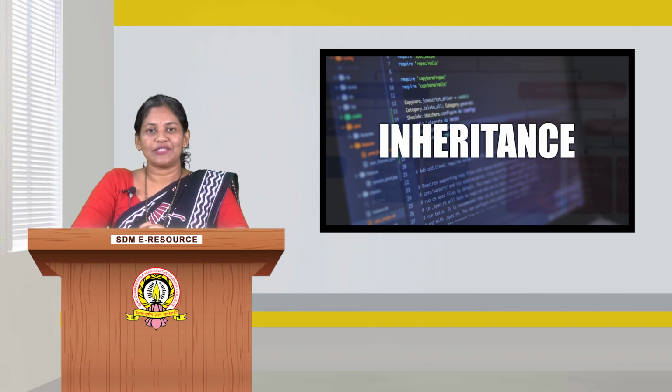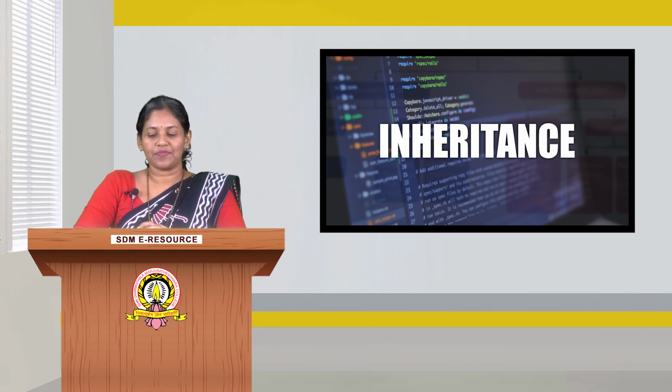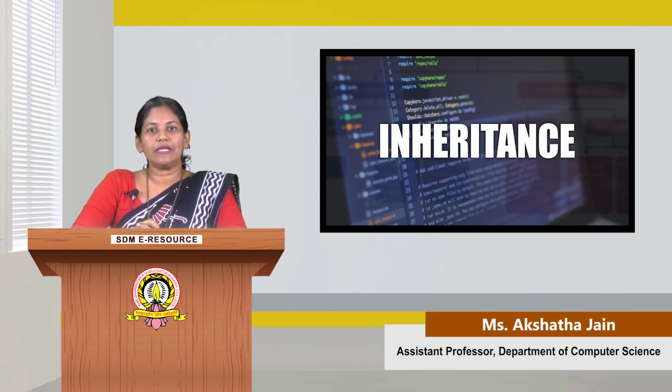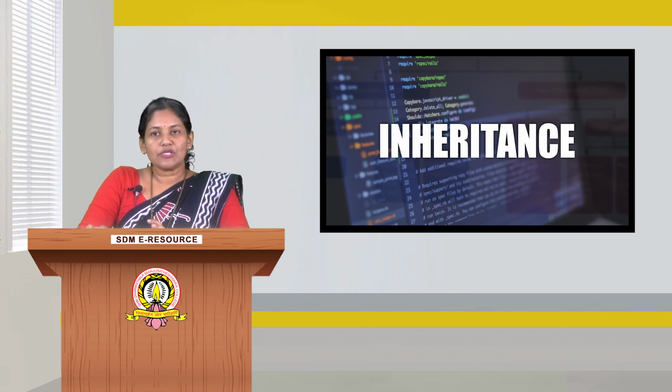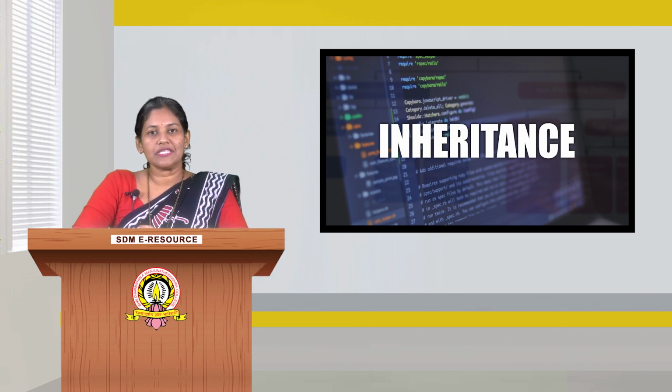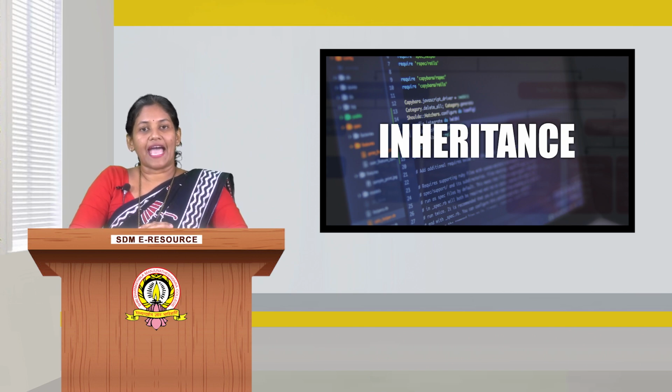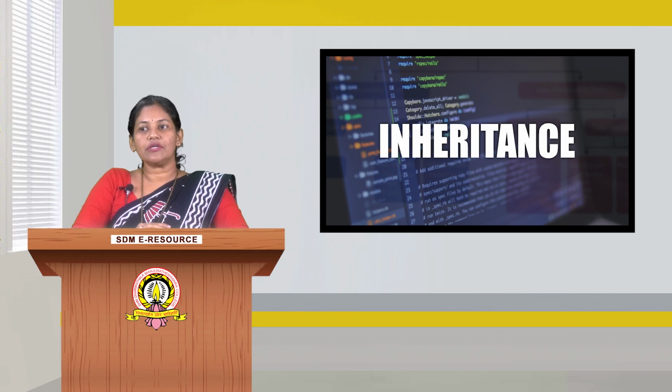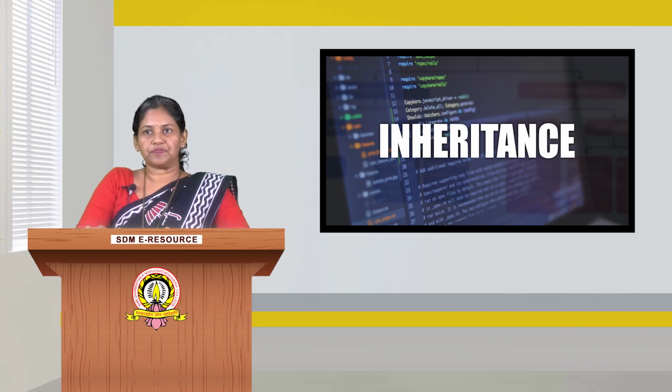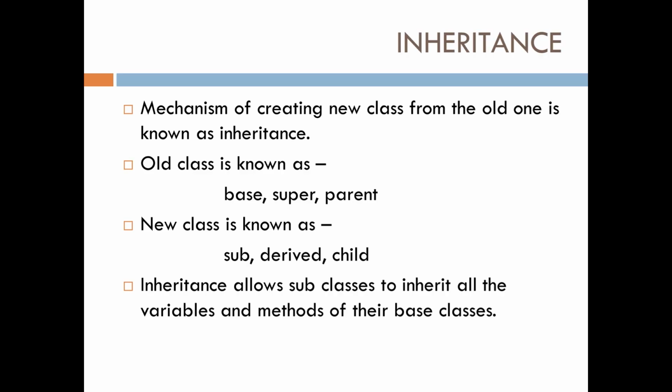Hello everyone, today's topic is inheritance. As we all know, reusability is one of the important aspects of the object-oriented programming paradigm. Reusability is nothing but using the existing code again. This can be achieved by adding more properties to an existing class without actually modifying it. Here, the mechanism of creating a new class from an old one is known as inheritance.